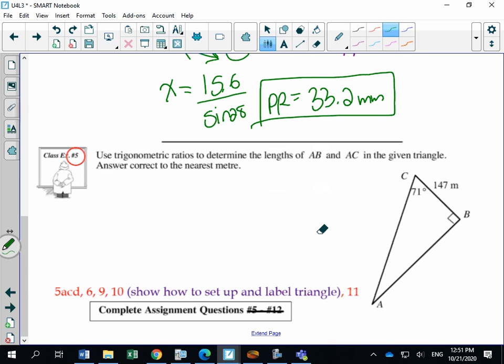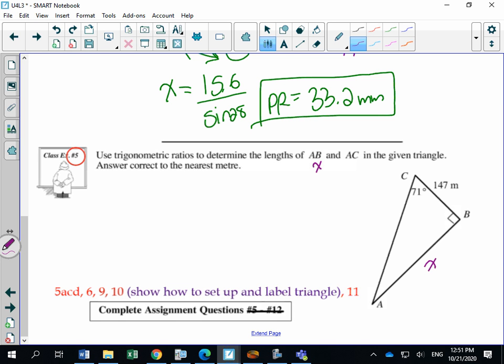Okay. Use trigonometric ratios to determine the lengths of AB and AC. So now we're finding 2 different sides. Which side do you guys want me to start with? Do you want me to put the x at AB first or at AC first? What are you thinking? Let's start with one side only. AB? Sure. AB, you guys said. That's our x.